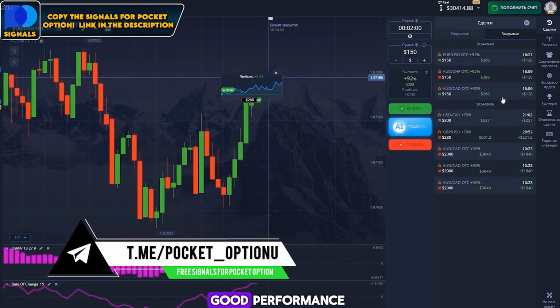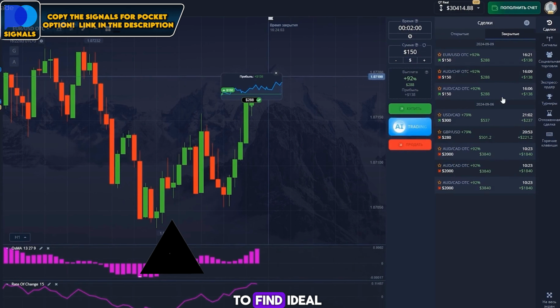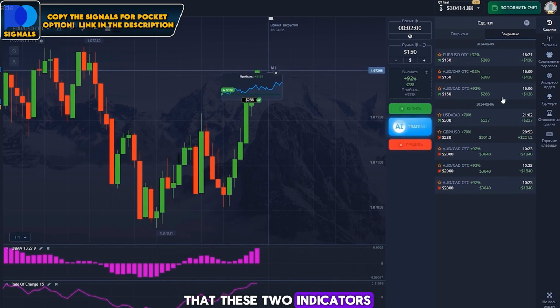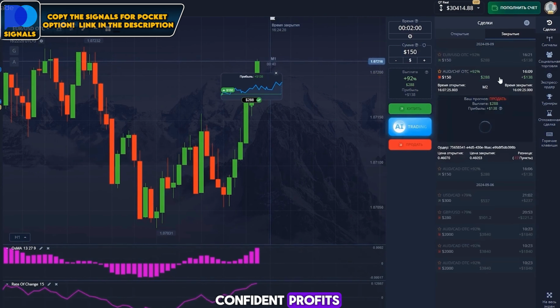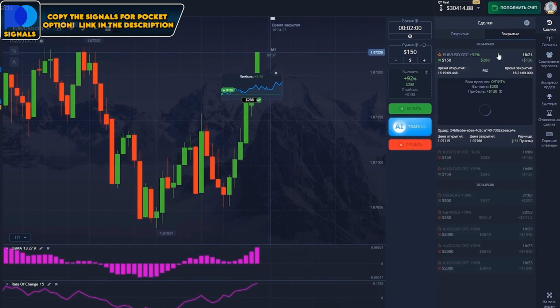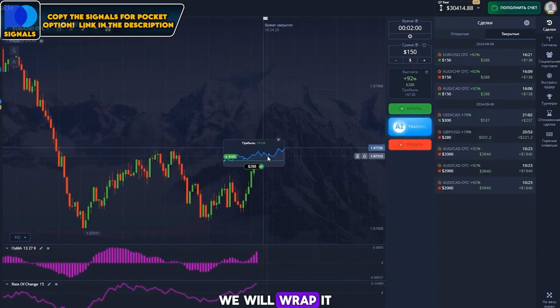Overall, it shows good performance. Of course, you need to find ideal good entry points so that these 2 indicators align with the overall strategy I talked about today. Then you will also secure a profit, just like I do. We are securing 3 confident profits with this indicator strategy. Overall, not bad. We will wrap it up here.